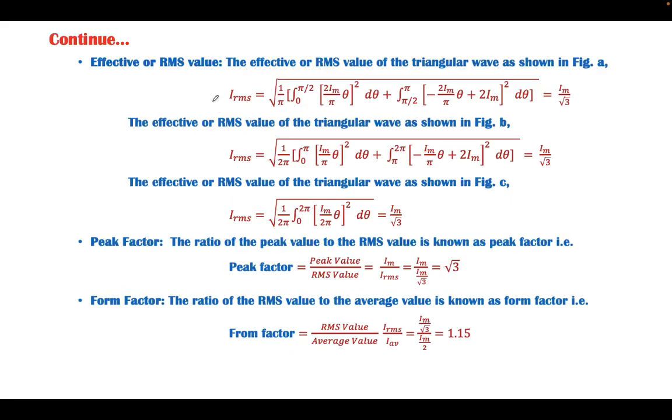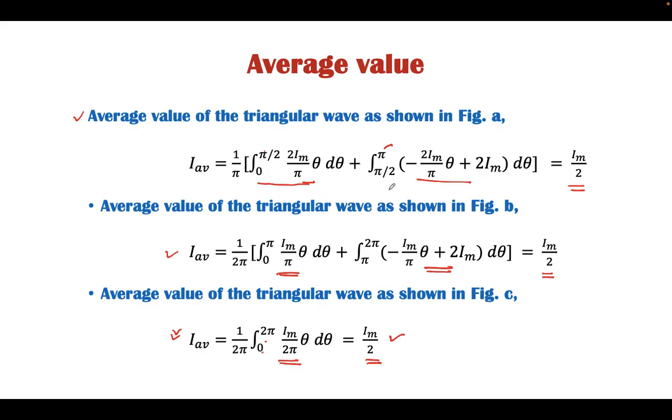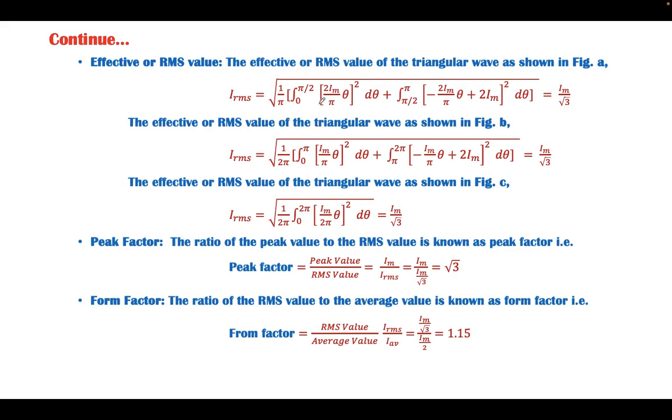Now to find the RMS value, the RMS value is nothing but a special case of the average value. If we square these functions and take the square root of this quantity, it becomes the RMS value. Squaring the first function, similarly squaring the second function and taking the square root of the whole quantity, it will be the RMS value. On mathematical simplification, the resultant value will be Im by root 3.